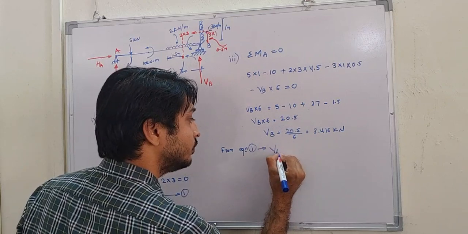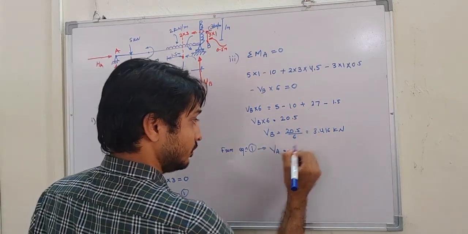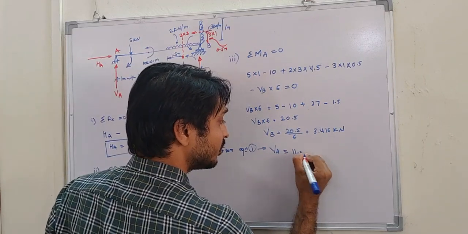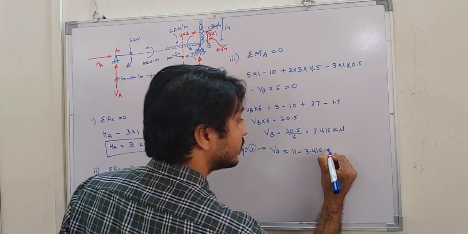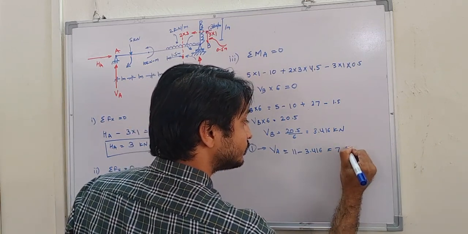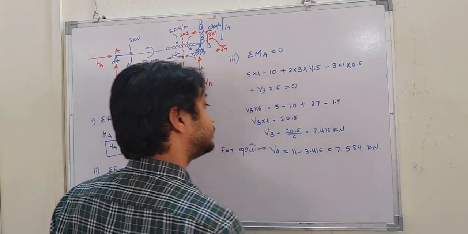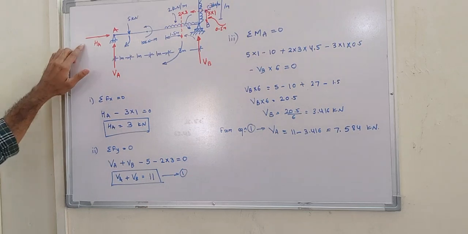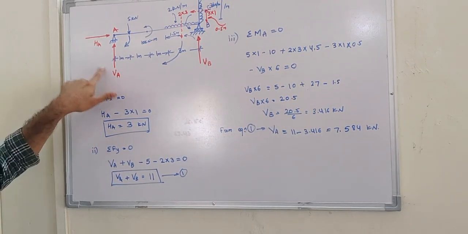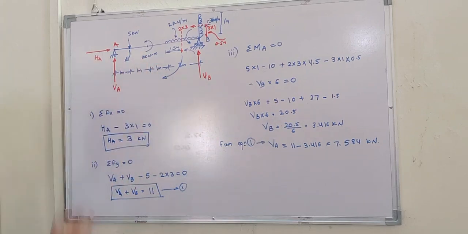Okay, so substituting back in equation 1, we get VA is equal to 11 minus 3.416, so that will be 7.584 kilonewton. So finally we have got all the reactions. HA we have got here, VA we have got here, and VB we have got here. We have found all the support reactions.